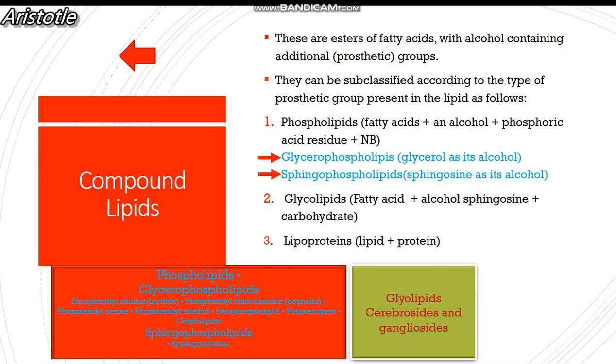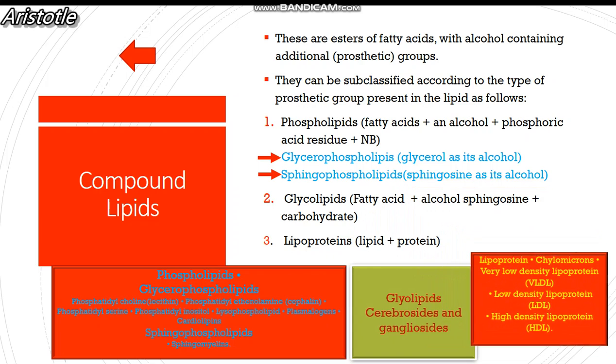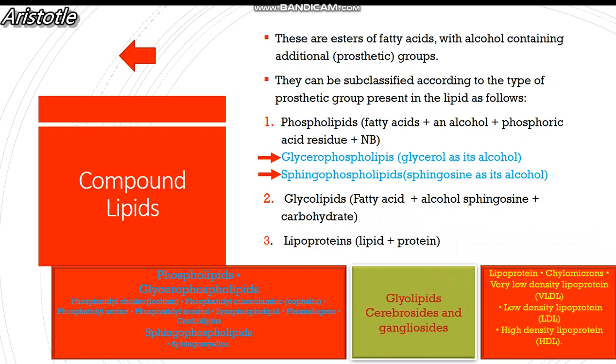Now we talk about the next one, the glycolipids. We said it has fatty acid and alcohol, majorly sphingosine, and carbohydrates. Examples are the cerebrosides and the gangliosides. Now we go to the lipoproteins. From the name you can deduce what it consists of: the lipids and the proteins. Examples of lipoproteins are the chylomicrons, the very low density lipoproteins, the low density lipoproteins, and the high density lipoproteins. That is VLDL, LDL, and HDL.